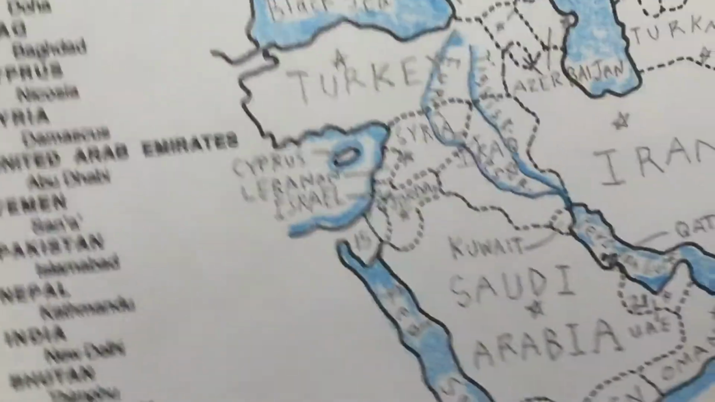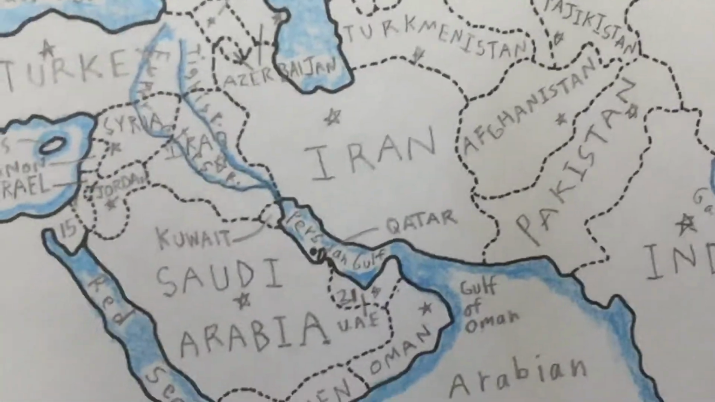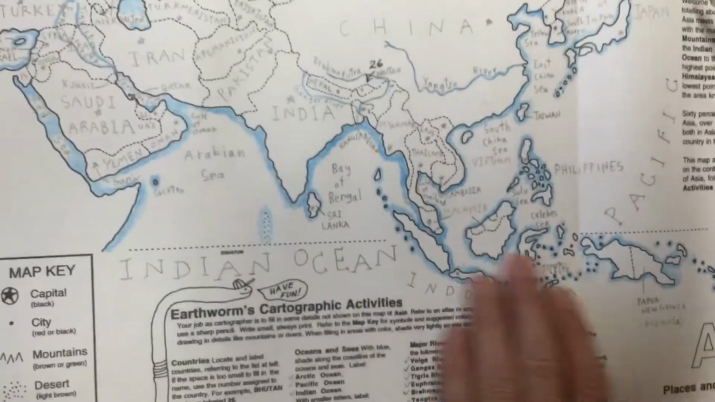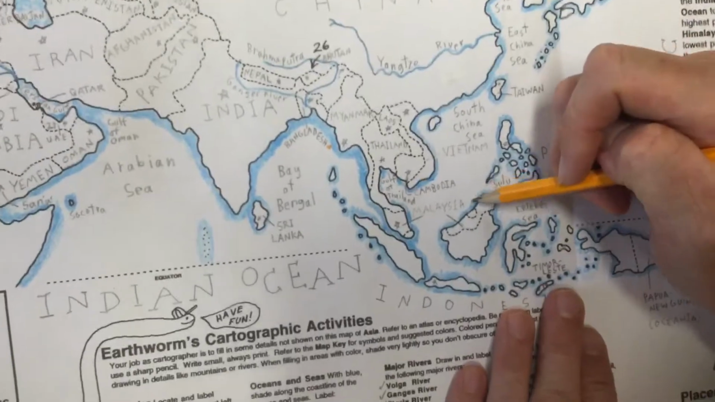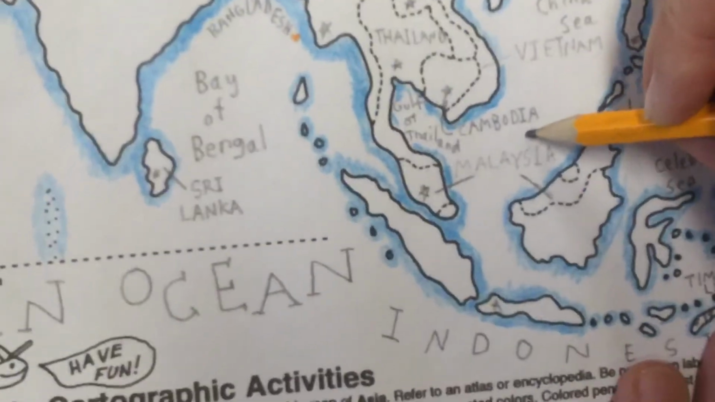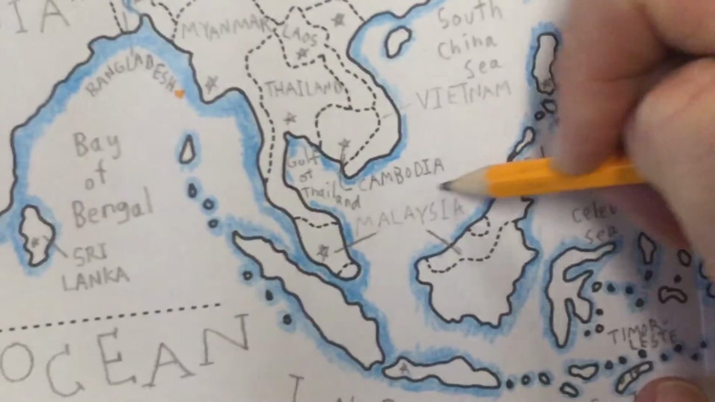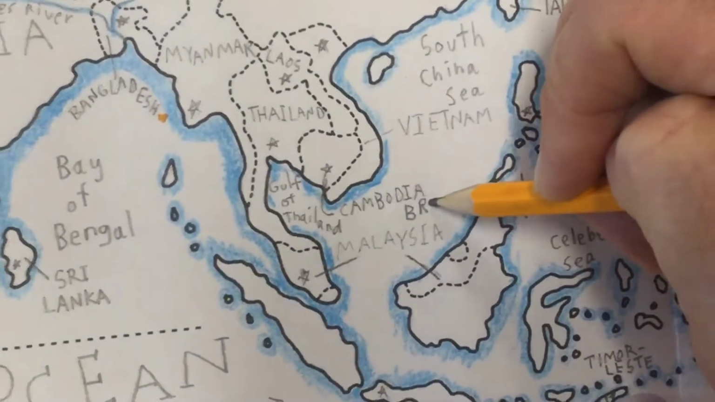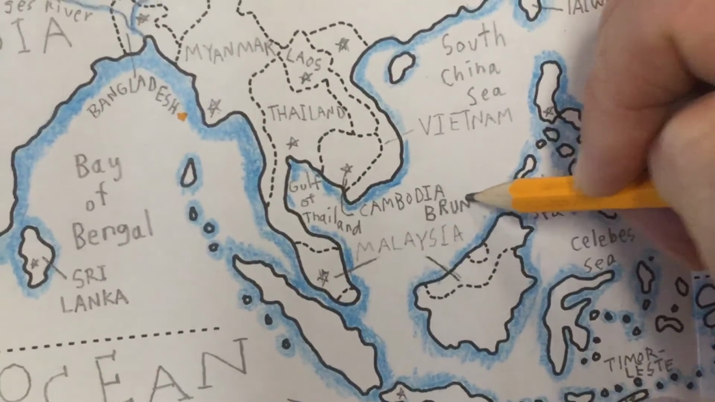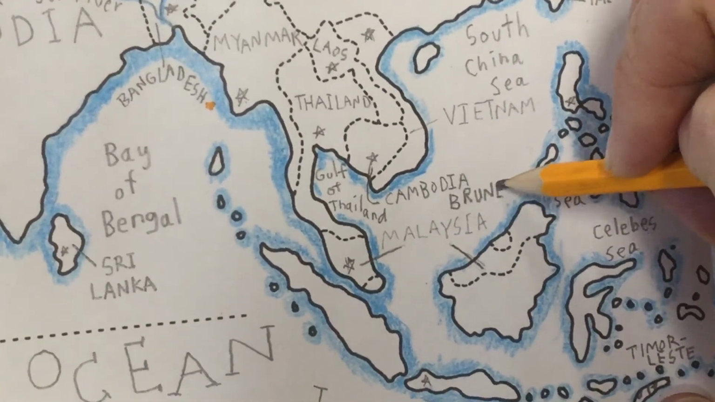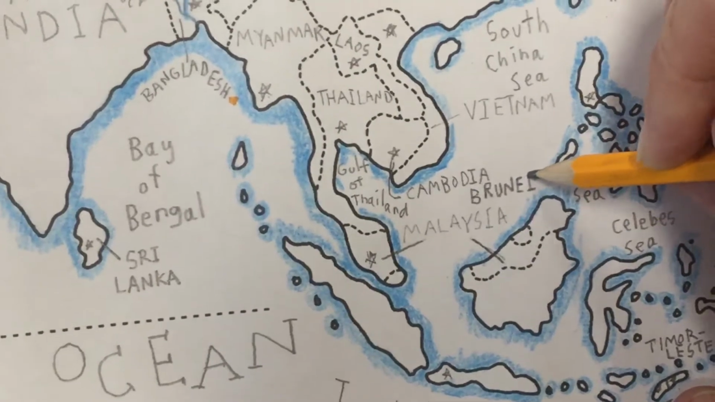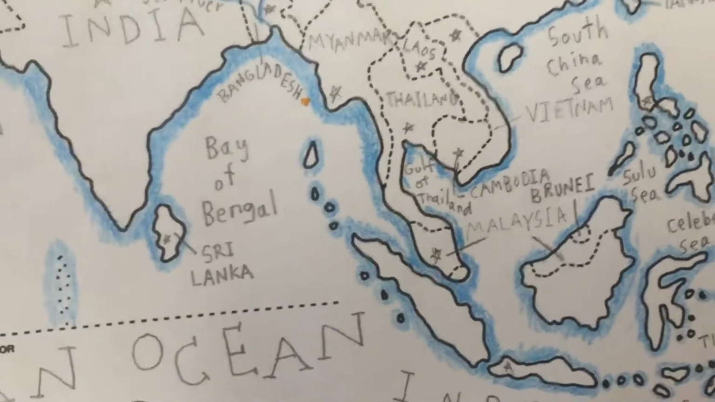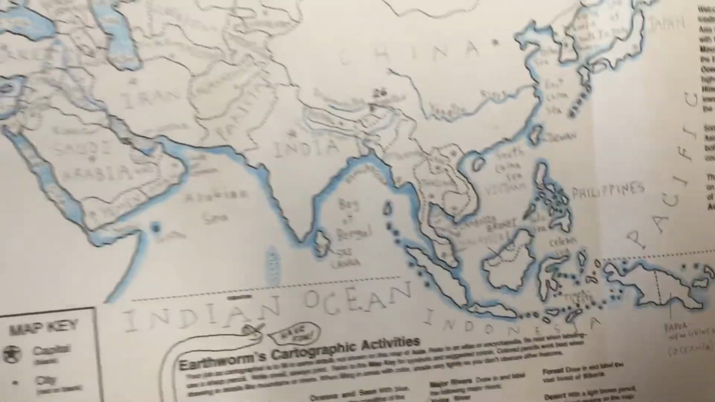Okay. Now we've got the country of Brunei, and that's back down here in Southeast Asia. I might have to put it right about here with a little leader line. Brunei. And I'll put a little line to it right there.